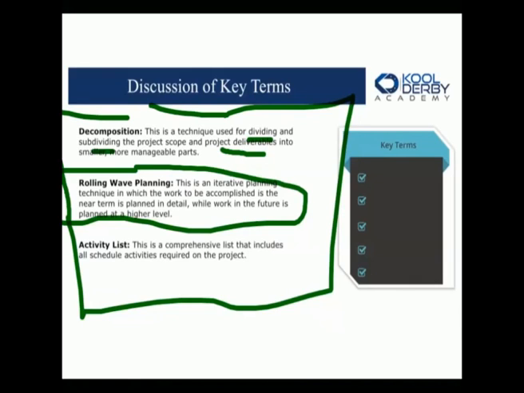Okay, now activity list. So I have an activity list of all the activities. I'm going to call the vendor. I'm going to conduct a vendor analysis. I'm going to verify the vendors are approved by the city. I'm going to X, Y, Z.